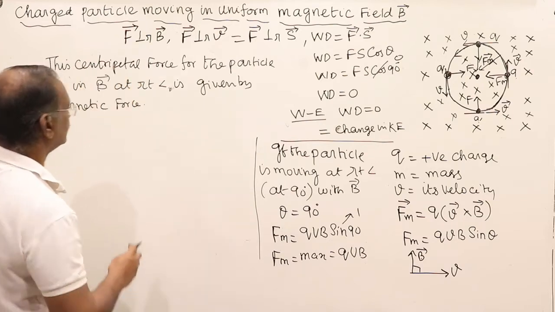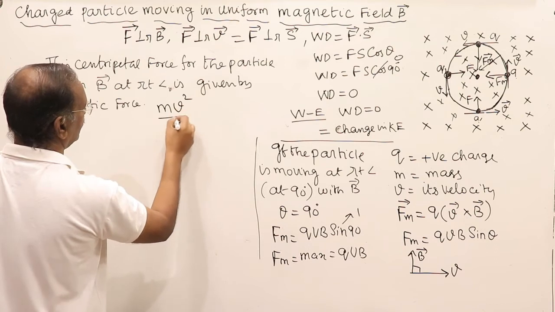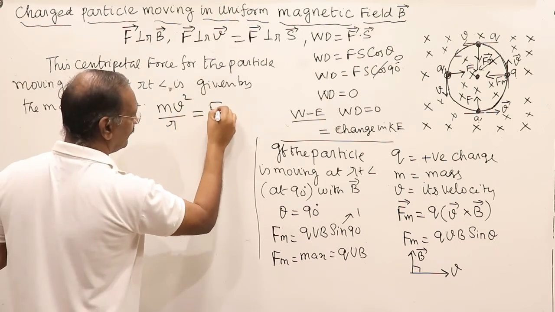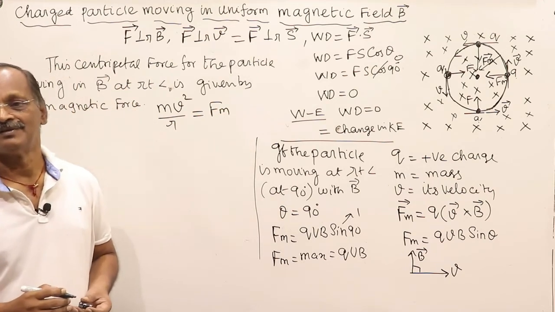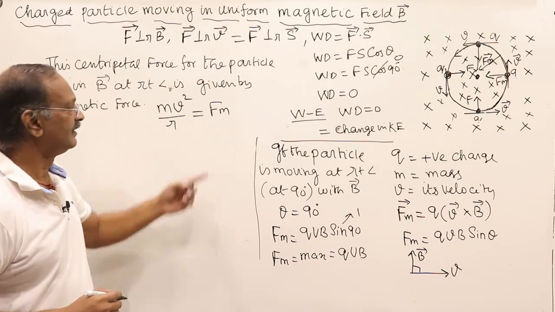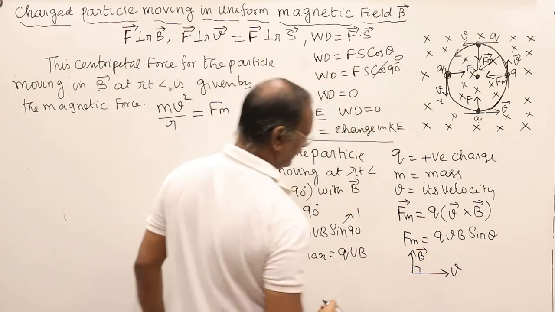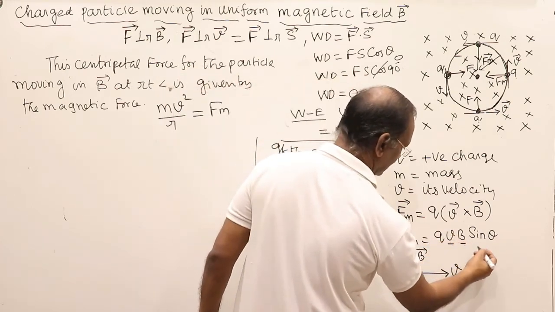So the centripetal force, that is mass m times velocity squared by r, is provided by the magnetic force. In this case, we can write. Now what is the magnetic force? It is QVB sin theta, and the angle between V and B is 90 degrees.